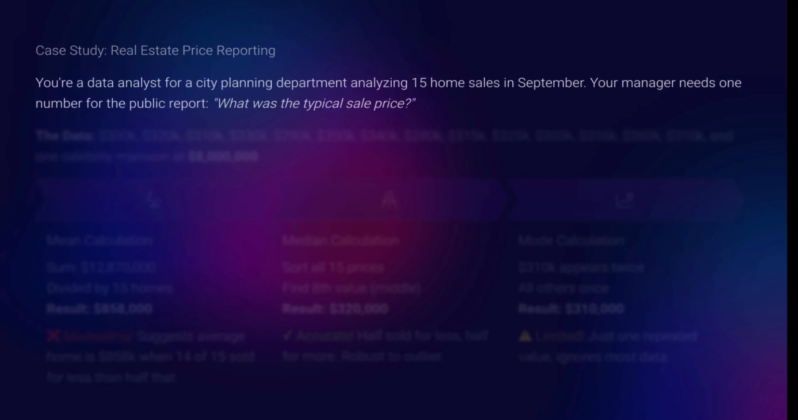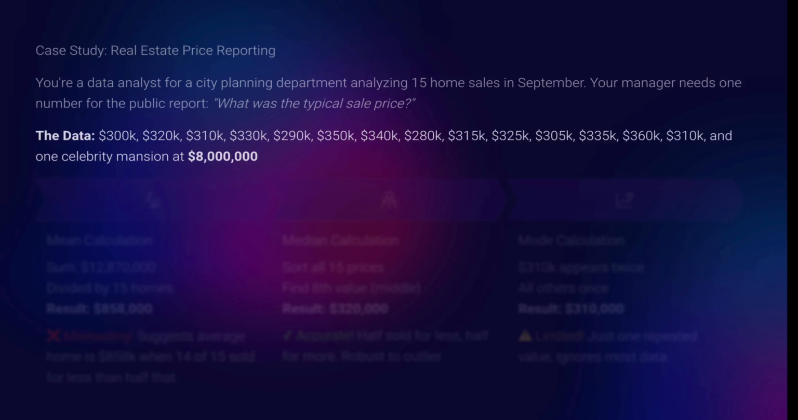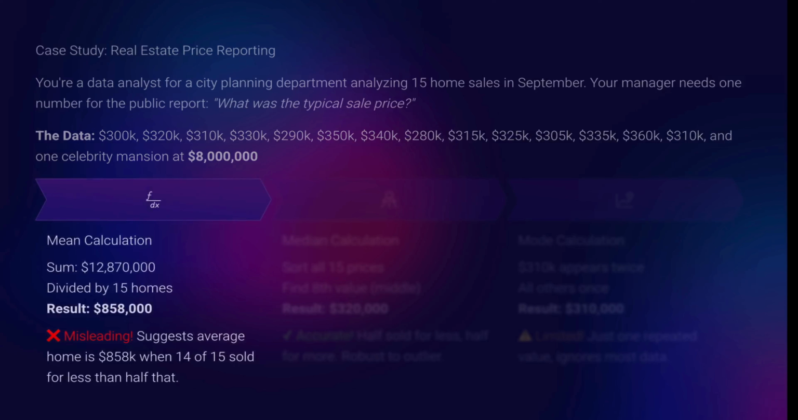Now let's look into a case study. You're a data analyst for a city planning department analyzing 15 home sales in September. Your manager needs one number for a public report. What was the typical sale price? Now, this is how the data looks like. Everything is between $300,000 and $400,000, but one celebrity mansion is an outlier over here.